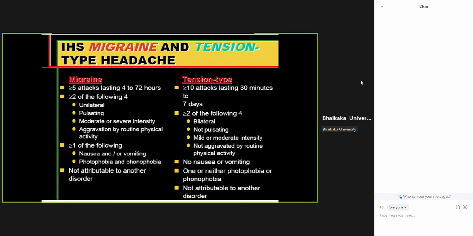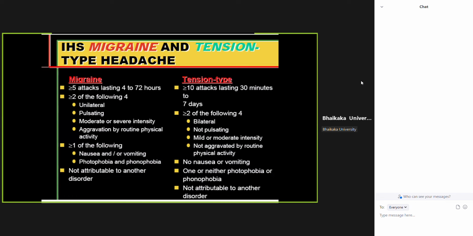So in the migraine diagnostic criteria, the patient should have more than or equal to 5 attacks of headache, usually lasting from 4 hours to 72 hours. Suppose some patient says, "I have headache and it goes away in 10 minutes or half an hour," then it's not migraine. It may be tension type of headache but not migraine. For migraine it should be at least 4 hours to 3 days, and there should be 5 or more episodes of headache in the past. Then you can label that the patient might have migraine.